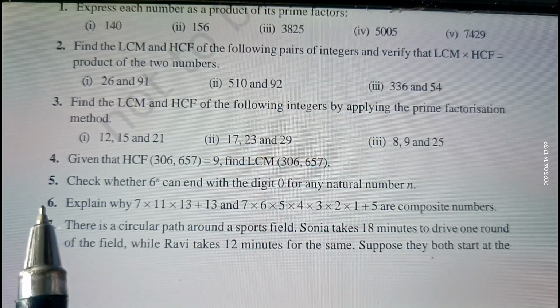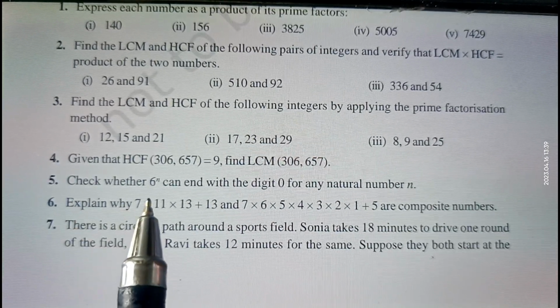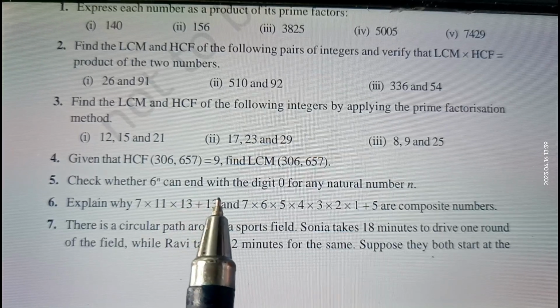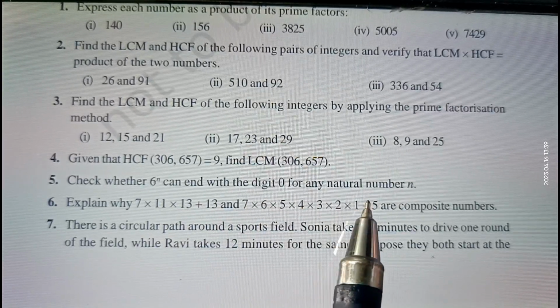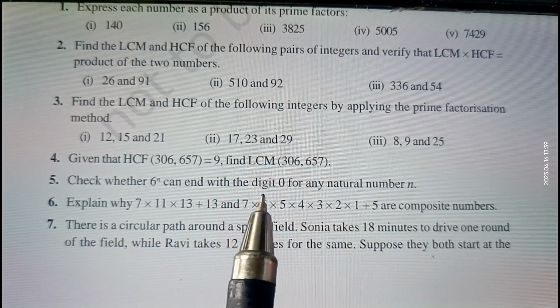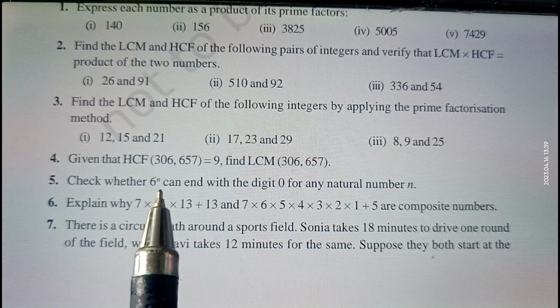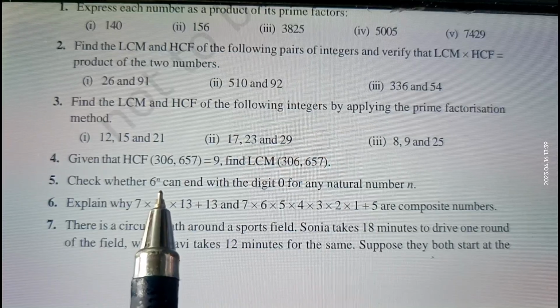Now in question number 5 it is given, check whether 6 to the power n can end with digit 0 for any natural number n. तुमको चेक करना है कि 6 to the power n, n की किसी भी वैल्यू के लिए 6 to the power n कभी क्या 0 से ख़त्म हो सकता है या नहीं.